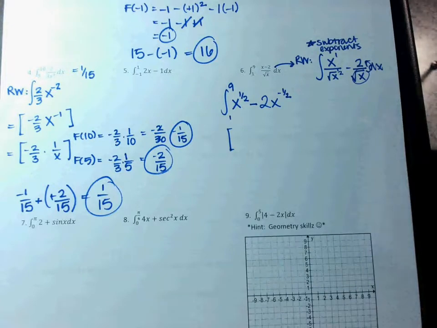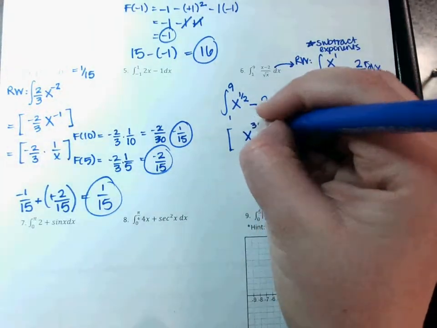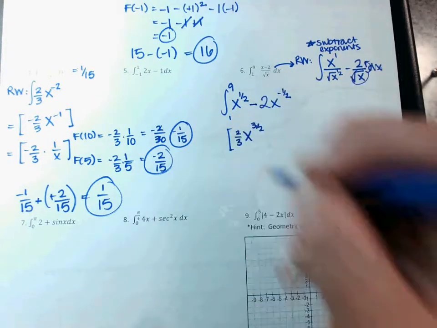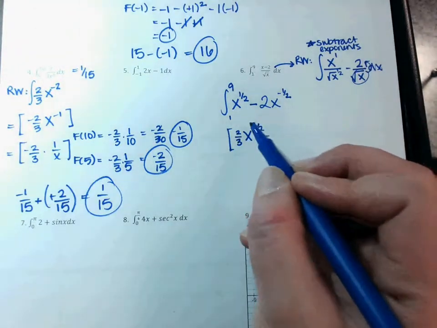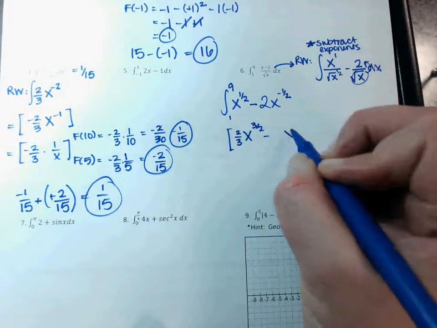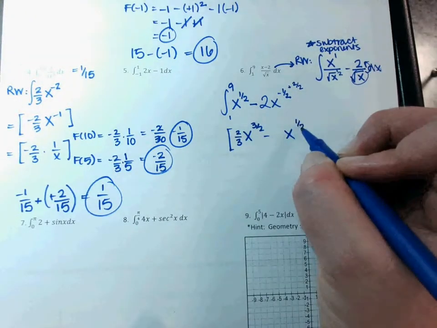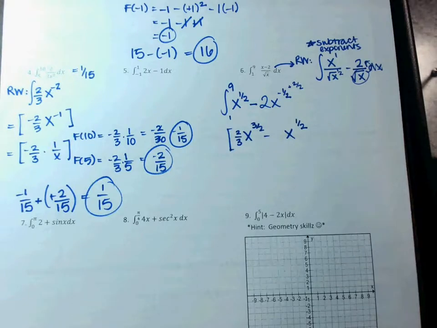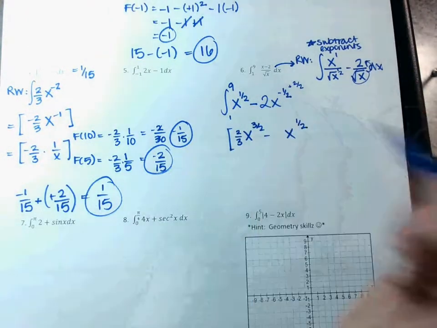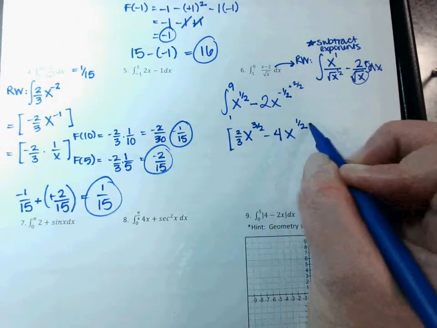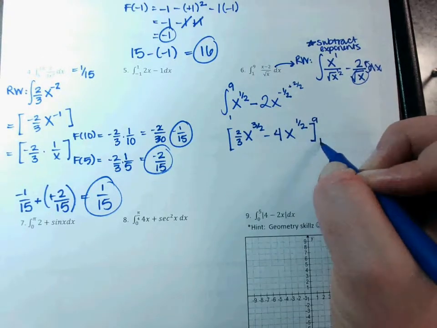Positive a half. Okay? So for my first one, it'll be x to the 3/2 with the 2/3, because I have to divide by the new exponent. And then on this one, when I add 2/2, I get x to the 1/2. But if I'm going to divide by a half, that's the same as multiplying by 2. And there is already a 2 in the front, so now it's a what? 4. Then from there, you're plugging in 9 and 1.